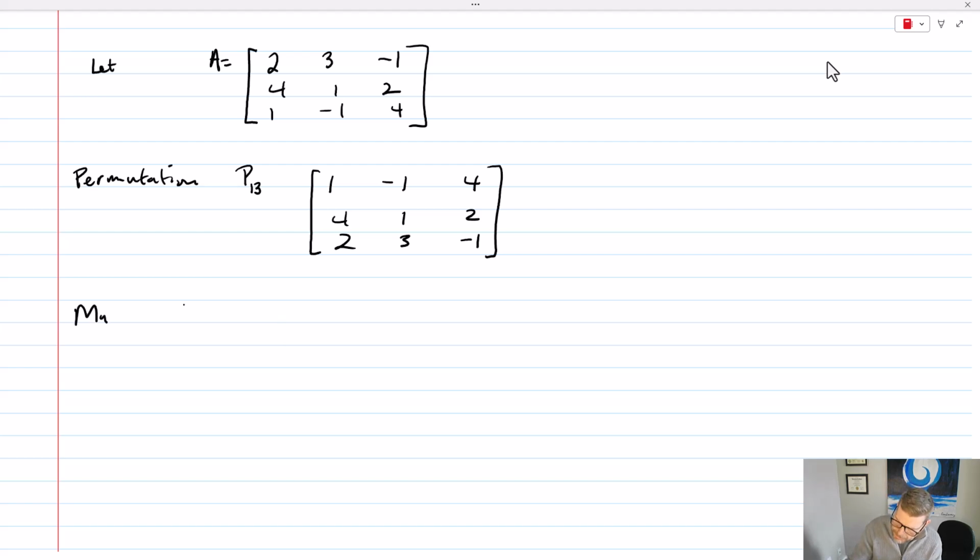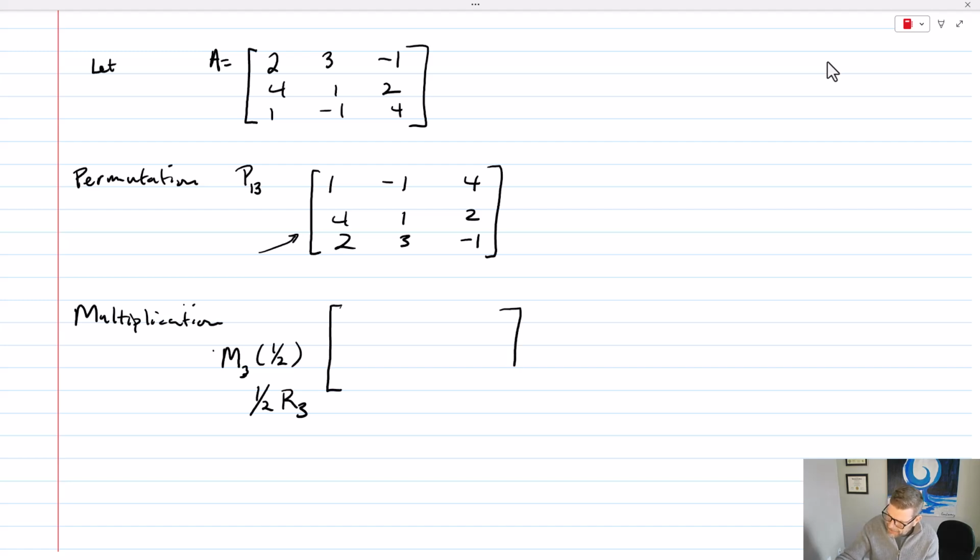Our next operation is also a multiplication. Let's say that, starting from this matrix right here, I'm going to multiply the third row by 1/2. That is, I want to make the 2 into a 1. Sometimes you might see it written as multiply row 3 by 1/2, or a notation that I use too is 1/2 times row 3. Now row 1 and row 2 are going to remain exactly the same: 1, negative 1, 4, 4, 1, 2. But now row 3 is multiplied by 1/2, so we get 1, 3/2, negative 1/2.